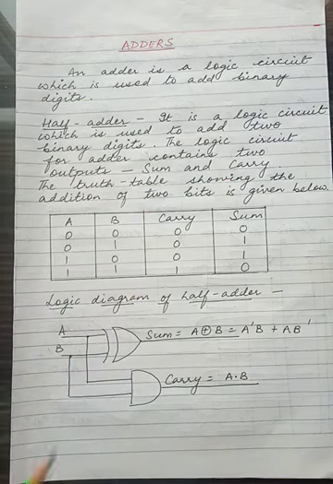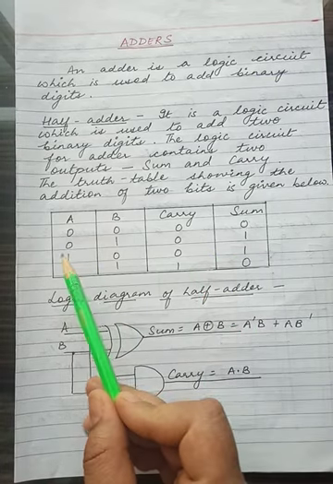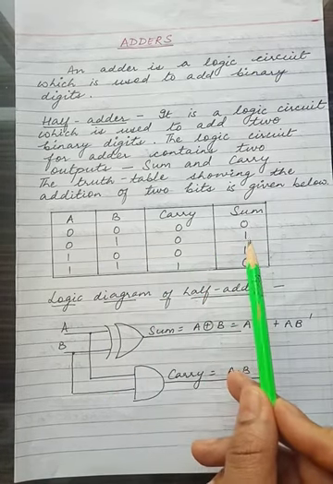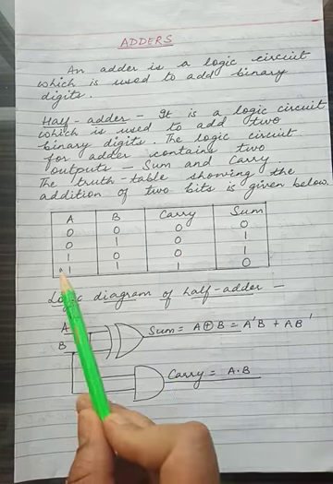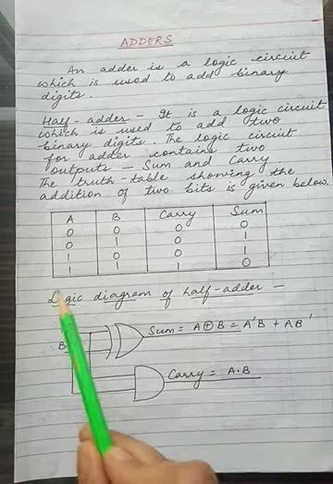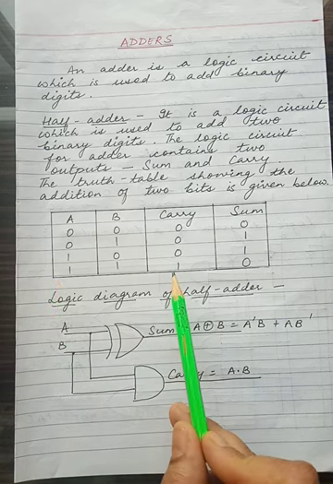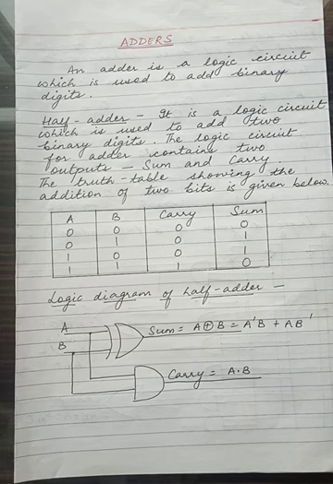When we add 0 and 0, we get the sum as 0 and the carry as 0. When we add 0 and 1, we get the sum as 1 and carry as 0. When 1 and 0 are added, we get sum as 1 and carry as 0. When 1 and 1 are added, we get sum as 0 and 1 as the carry. This binary addition you must have done in earlier classes also.